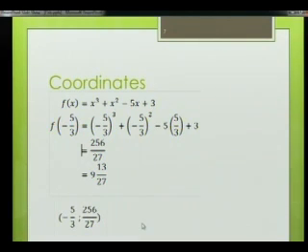And then, my one coordinate will be minus 5 over 3 and 256 over 27 or 9 and 13 over 27.